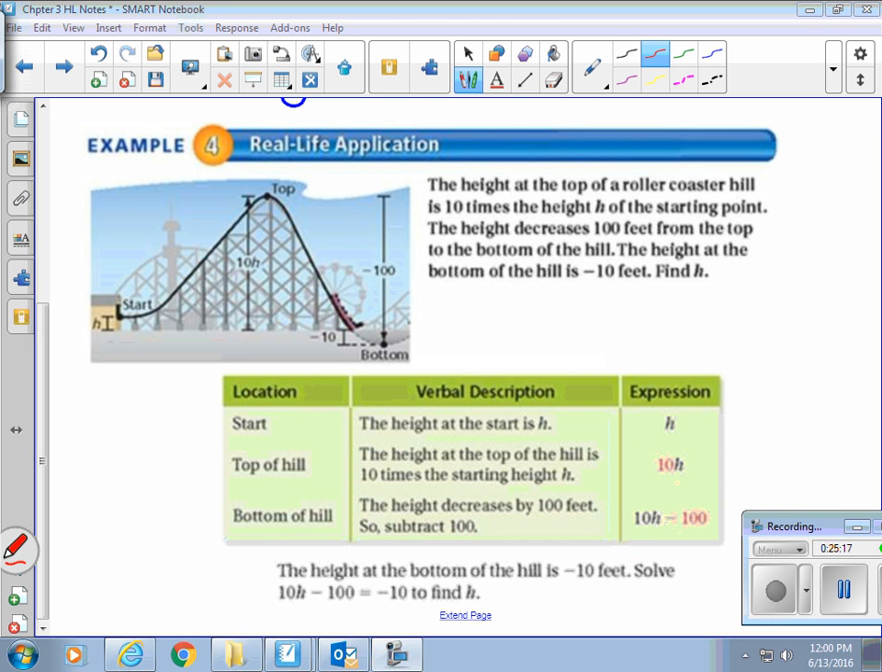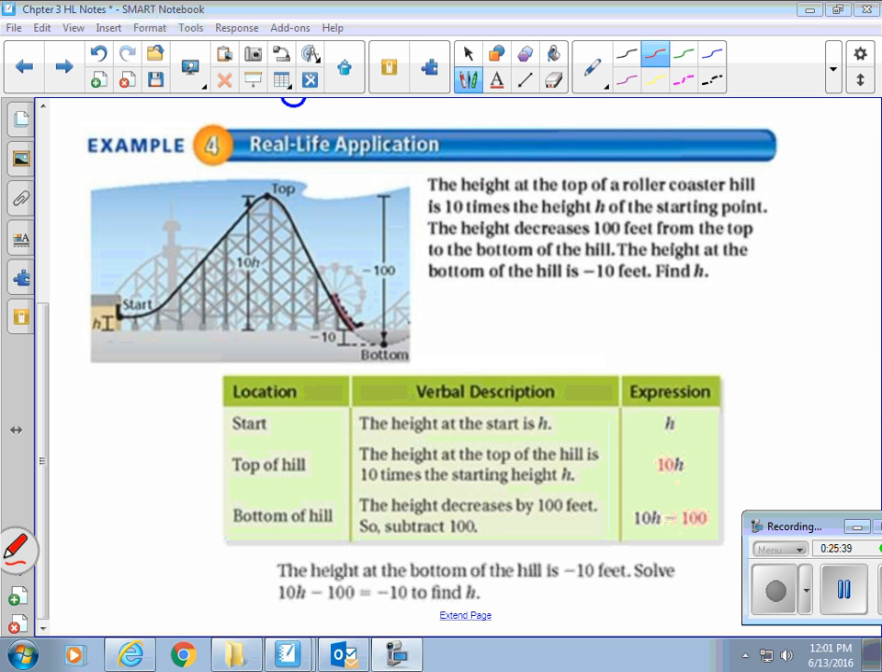Let's go over the word problem first. So your real life application of all of this says the height of the top of a roller coaster hill is 10 times the height h of the starting point. The height decreases 100 feet from the top to the bottom of the hill. The height at the bottom of the hill is negative 10 feet. They're asking us to find h.